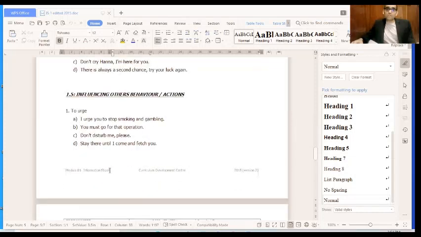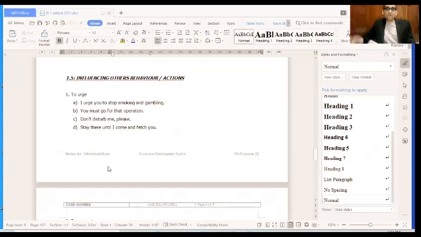Okay, moving on to the next subtitle, which is influencing others' behavior or actions. The function of the word is known as to urge. What is urge? If you don't know what urge is, as I told you, please look it up in the dictionary. The example is, I urge you to stop smoking and gambling. You must go for that operation. Don't disturb me, please. Stay there until I come and fetch you.